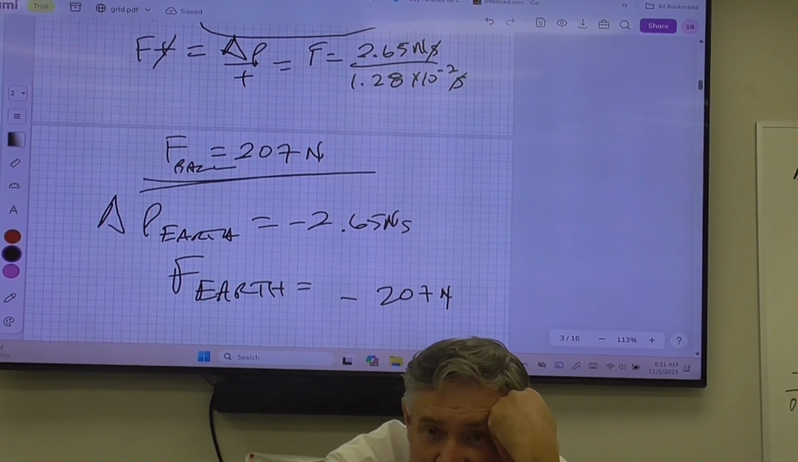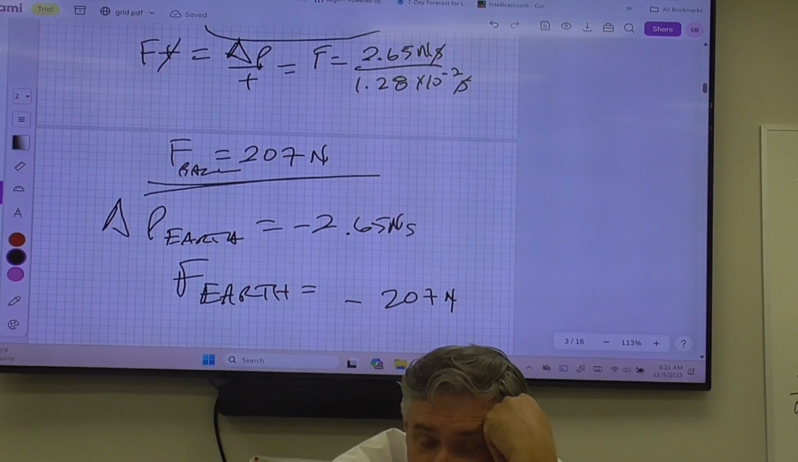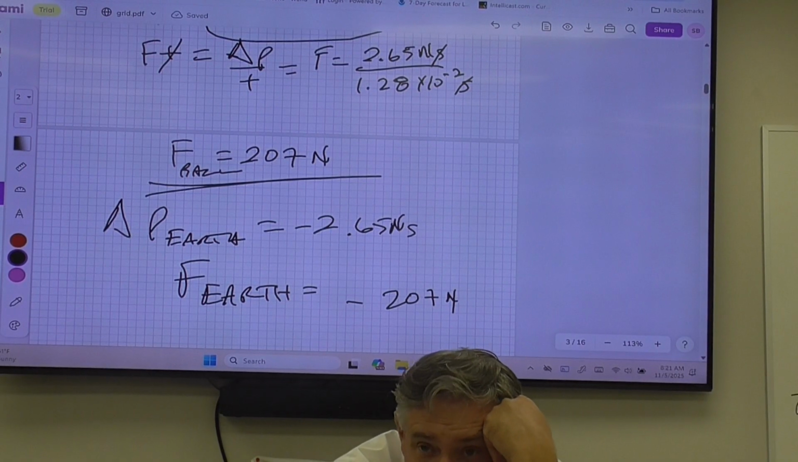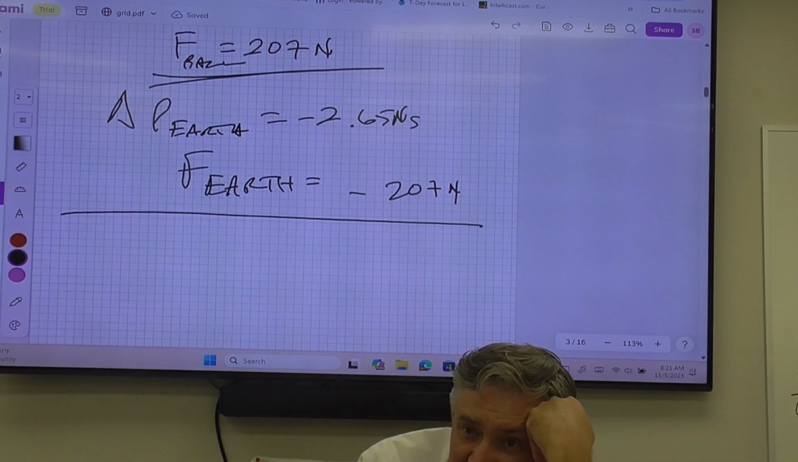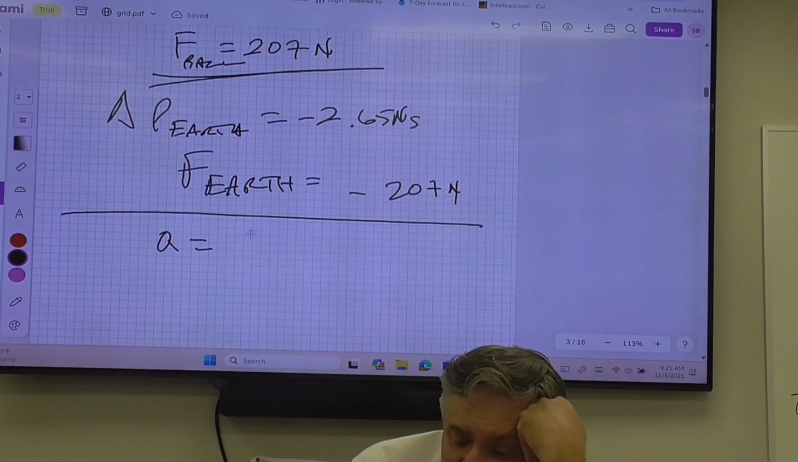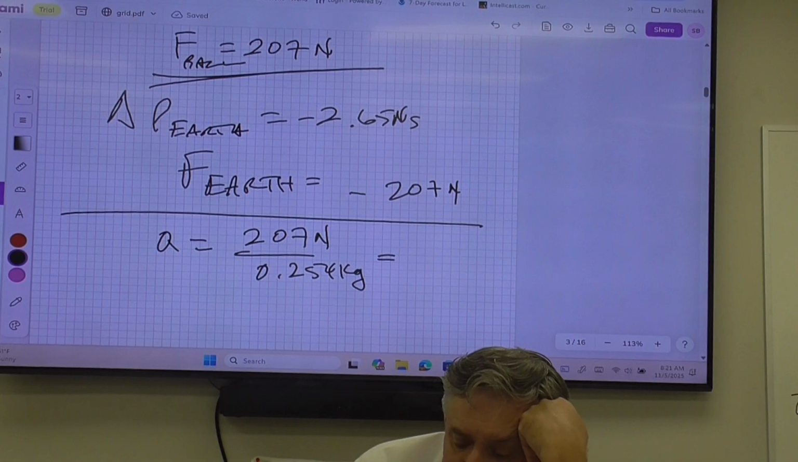Do I know the force exerted on the ball? Yep. Do I know the mass of the ball? Yep, 0.254. Don't we already know the acceleration? No, this is when it's in contact with the ground, not when it's in fall. So the acceleration is going to be 207 newtons divided by 0.254 kilograms. 814.9, so 815 meters per second squared, right?